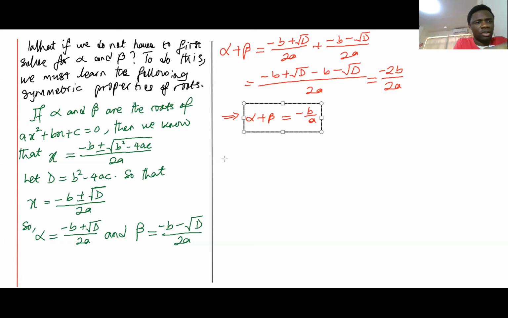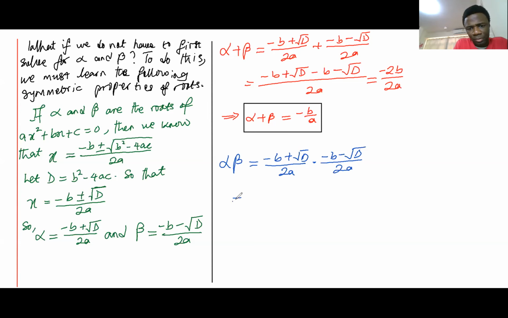Let's see alpha beta in a similar way. Alpha beta, which means we multiply minus b plus root d divided by 2a, multiplying minus b minus root d divided by 2a. Now this is multiply numerator.